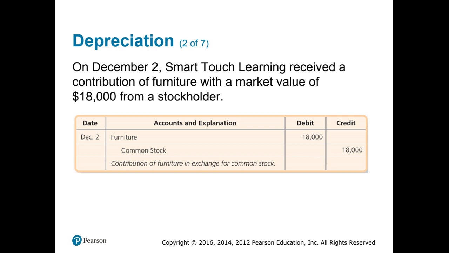So she gave us furniture, so we're going to debit our furniture account by $18,000 to increase it. And we gave her common stock for the value of the furniture. So we're going to credit our common stock account for $18,000. And in our note, we're saying that we had a contribution of furniture in exchange for common stock.